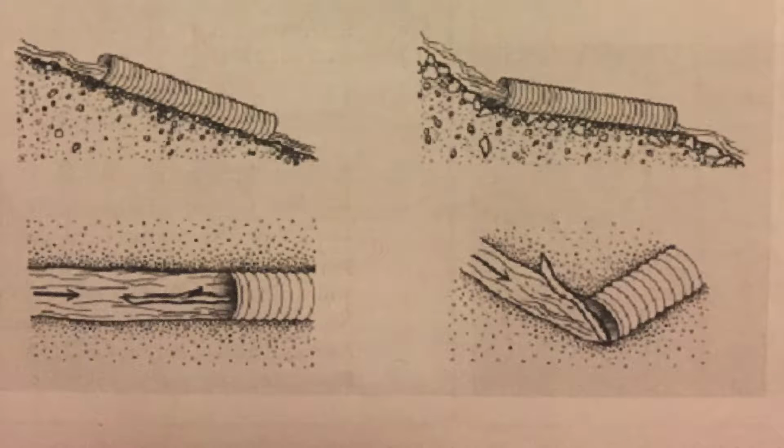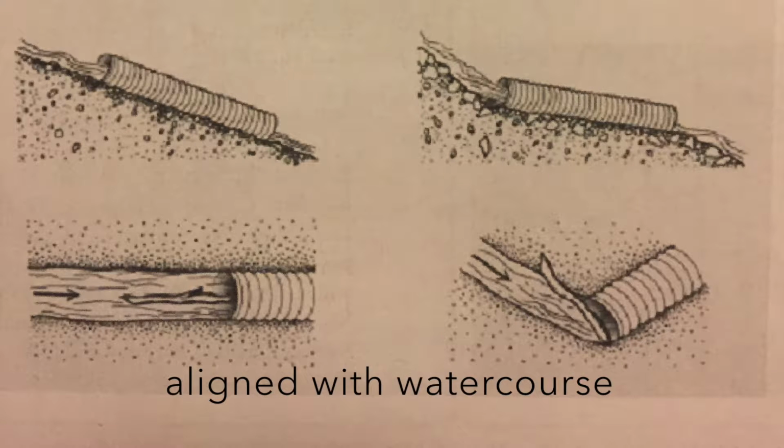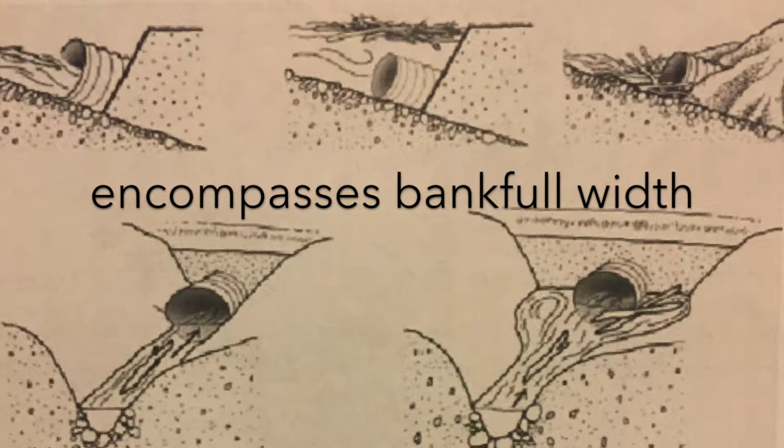To prevent your culvert from plugging, you need to make sure the grade of the culvert is kept the same as the ground and is aligned with the water flow. Further, to avoid ponding, you want to make sure that your culvert encompasses the channel width.